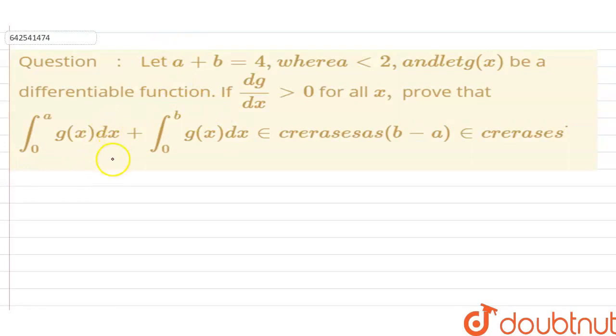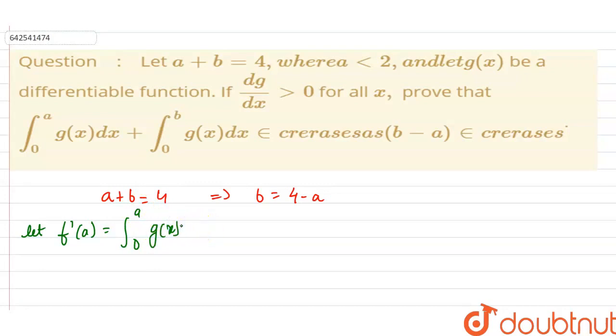So in this question it is given that a plus b is equal to 4. So it further implies that we can write b is equal to 4 minus a, right? And in this question what we are going to do is we are going to solve this thing, right? So now here what we have is let f(a) be equal to integration of 0 to a g(x) dx plus 0 to b g(x) dx, right guys?